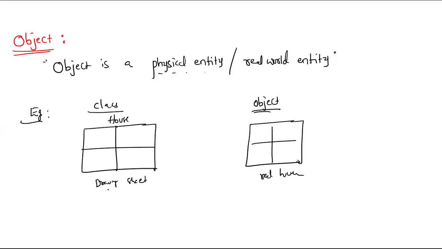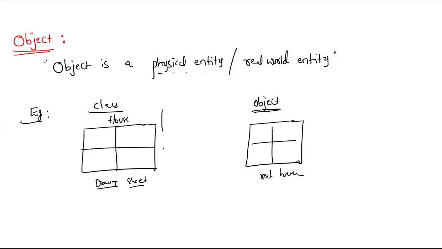So previously on the drawing sheet, does it have any place to occupy? On the drawing sheet house, can we go and stay there, or can we place some objects there? No, we cannot. But once it is a real house, then can we place something? Yes, we can live and we can place all the objects and all. That's how it is a real world entity.